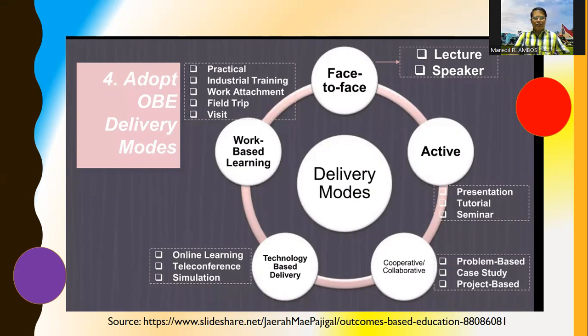We have also technology-based delivery. The first and most common is the online learning mode. Then we have teleconferencing, and simulation that we can have. And the last is work-based learning. It is through practical application, industrial training, work attachment, field trips, and the visits that we can have. Again, we have 5 delivery modes. The first is face-to-face, active. Then we have cooperative and collaborative. Technology-based delivery. And the last is work-based learning.